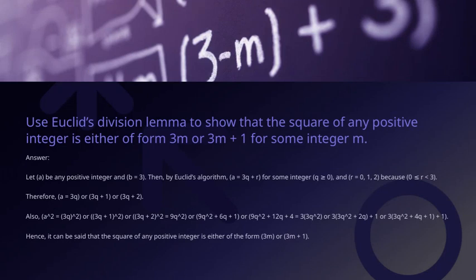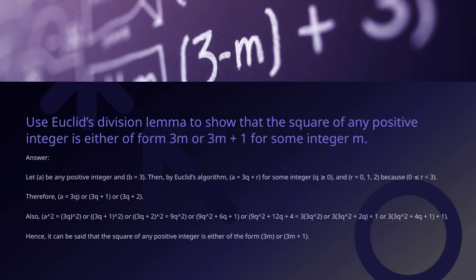So what we're seeing here is that the square of any positive integer can only take on specific forms, specifically either 3m or 3m plus 1. To understand this better, let's consider a generic positive integer, which we'll call a. Using Euclid's division lemma, we can express a as 3q plus some remainder r, where q is an integer and r can be 0, 1, or 2. This is because when dividing by 3, the remainder must always be less than 3.